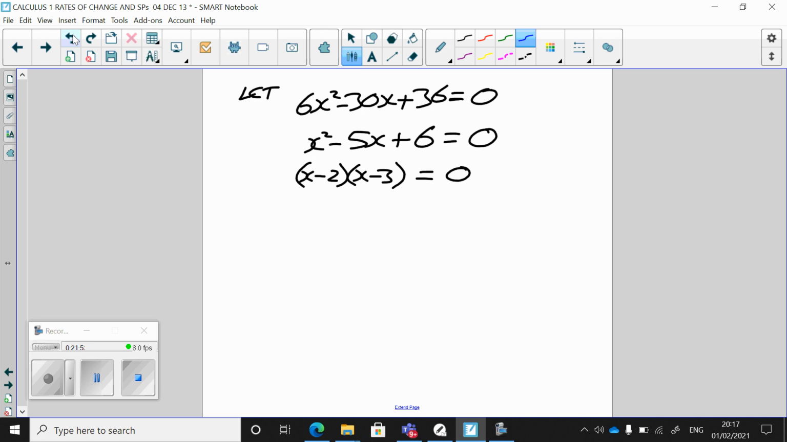The only way that is possible is if the contents of one bracket is equal to 0 or the contents of the other bracket are equal to 0. Now, let's go and solve for both. Let's isolate x. So x take 2 equals 0 means x equals 2, or x take 3 equals 0 means x equals 3. And I say take, I mean subtract. Right, there you go. You've found the two x values of your stationary points, plural.